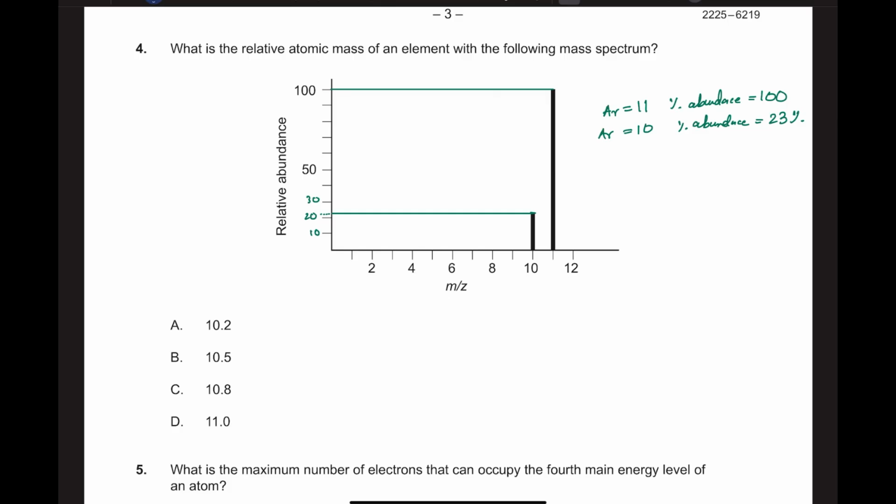Fine. So AR would be abundance times the atomic mass, divided by total abundance, which is 100 plus 23. If I plug it in a calculator, I'll get 10.81, which is approximately 10.8, and which corresponds to option C.